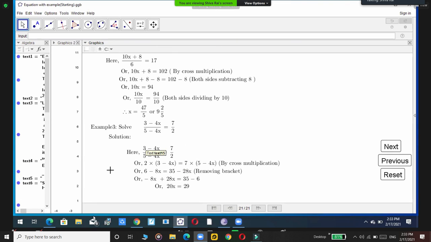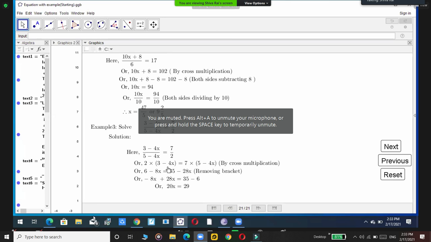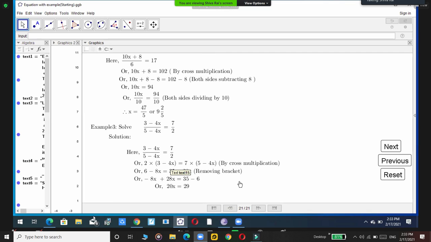I have found many students in my past experience, they multiply with only 5 and they forget to multiply with 4x. Then it becomes wrong. So you insert the bracket, then you will not make the mistake. By removing the bracket, you multiply 2 into 3, 6, and 2 into 4x, 8x. So minus sign is minus sign. On the right hand side, 7 times 5 is 35, this minus sign is minus, 7 times 4 is 28x.